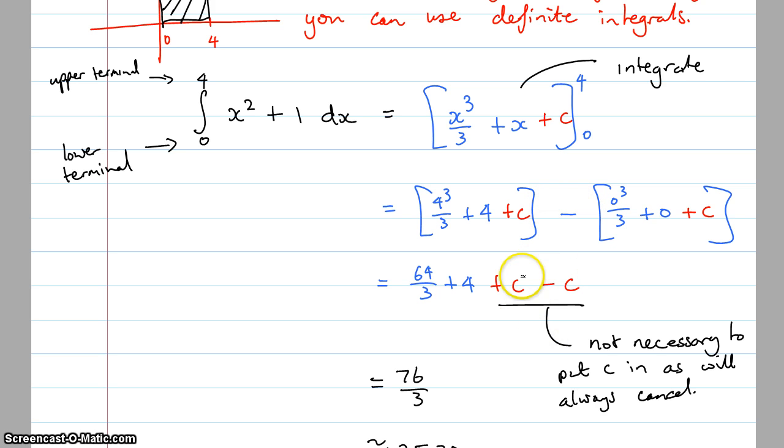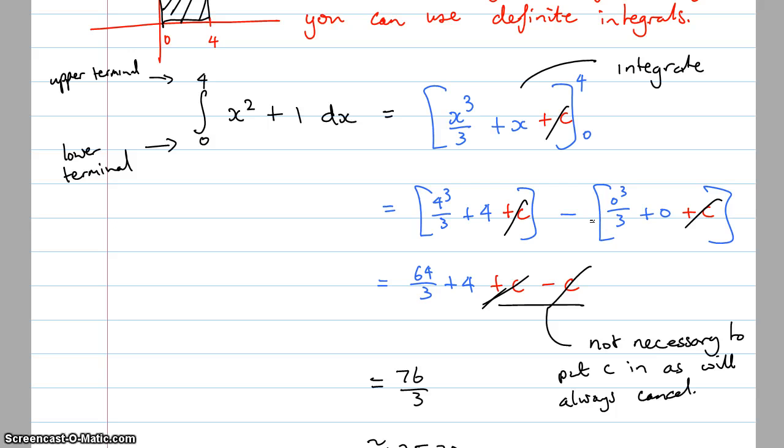So the c's will actually cancel themselves out. Back in 7.1 I think I said you have to have a plus c every single time, and that is true, but it just so happens in this case, and in all of these kinds of cases, the plus c actually eliminates itself. Plus c minus c. So with this you don't need to put the plus c in. You won't get it wrong if you do put it in, but you don't need it, because it will always cancel itself out.